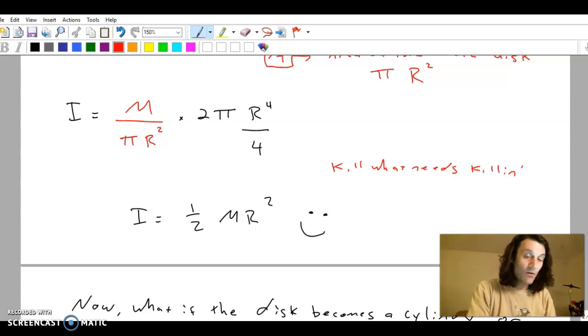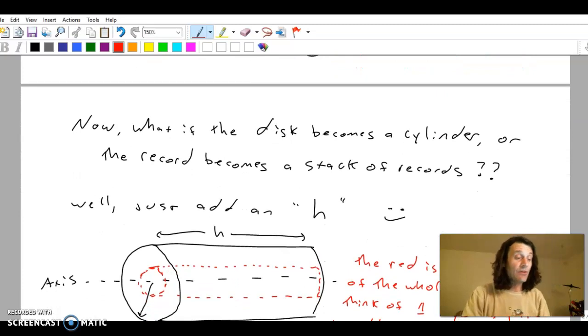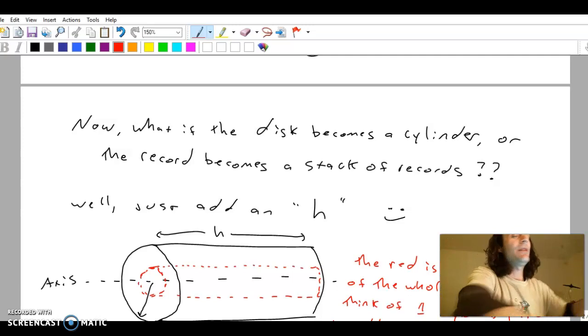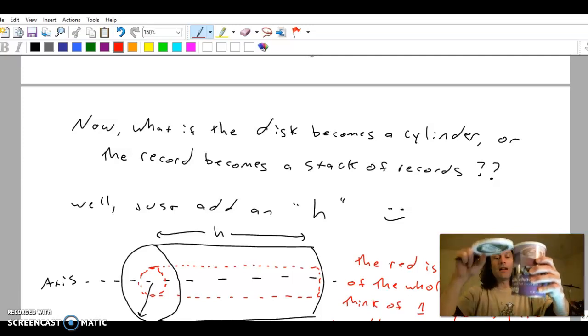Now what if that disc becomes a cylinder? What if the record becomes a stack of records? What if I take this and turn it into one of these, but then it's got some height to it?